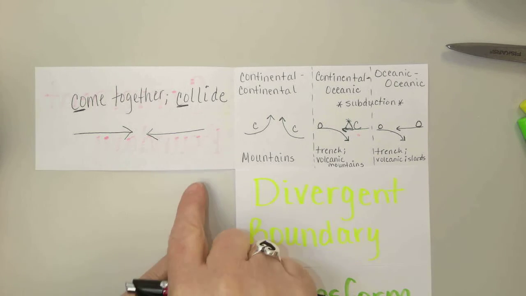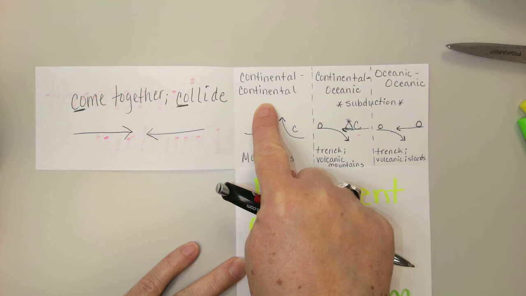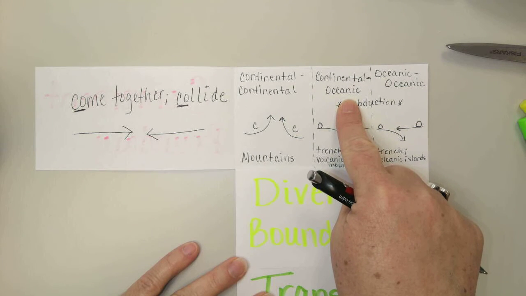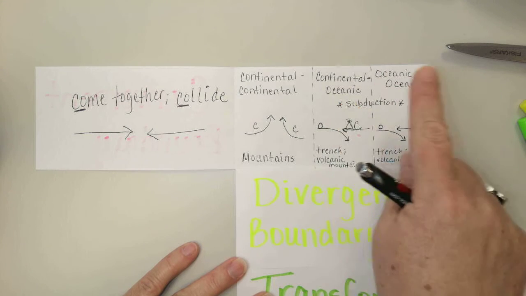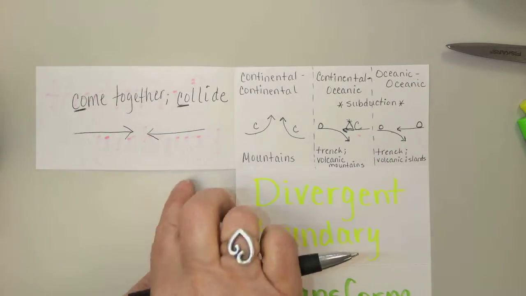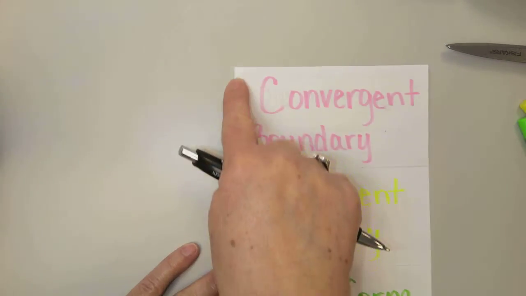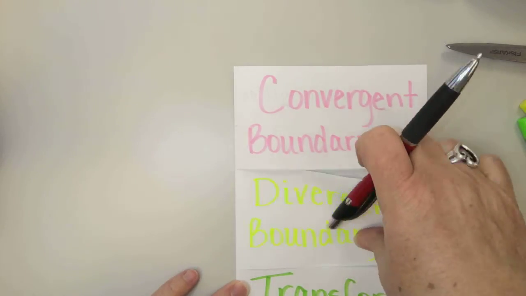So that's your convergent boundaries. You've got continental crust meeting continental crust in a collision, or continental plates colliding with oceanic, or an oceanic plate colliding with an oceanic plate. So let's close that and let's move on to the divergent boundary.